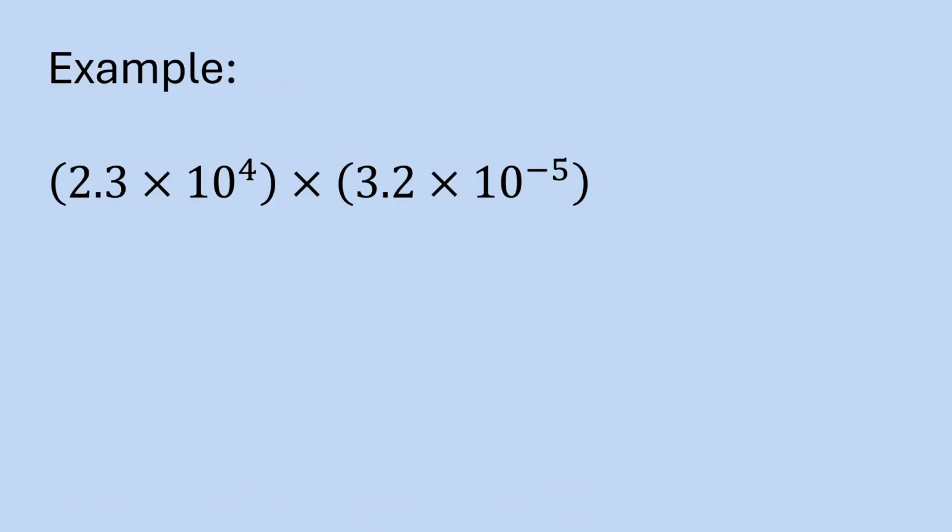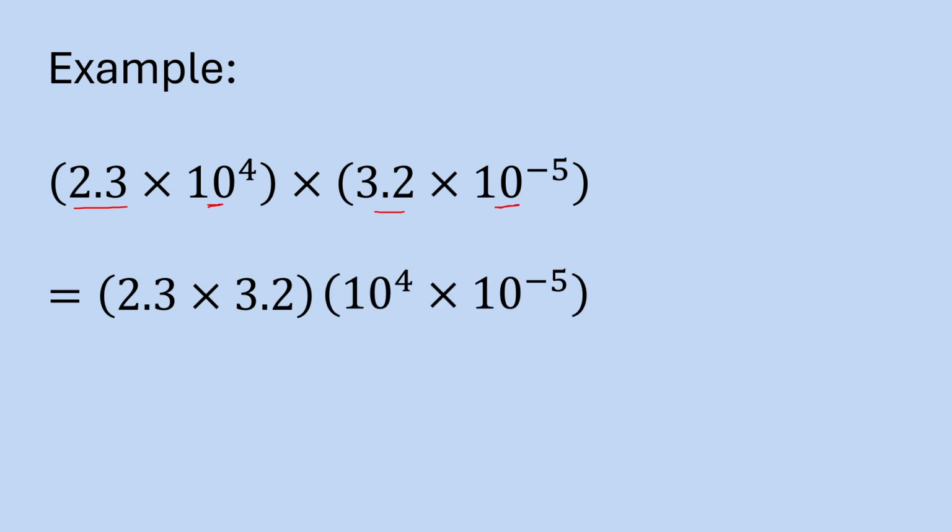Next example, 2.3 multiplied with 10⁴. This whole value is multiplied with 3.2 times 10⁻⁵. For further simplification, we will put these two values, 2.3 and 3.2, together. So we can write it like this: 2.3 multiplied with 3.2. Now the remaining values have the same base, 10, here also 10. So we will put together 10⁴ multiplied with 10⁻⁵.